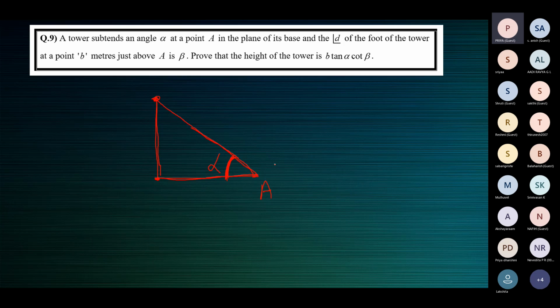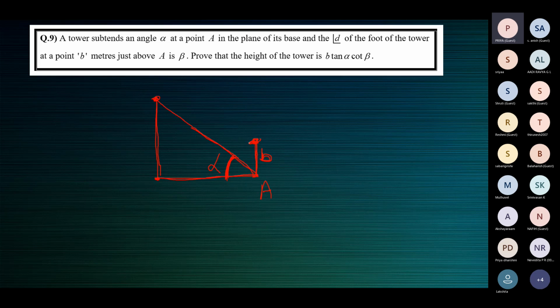And the angle of depression of the foot of the tower at a point B meters just above A. Okay, so we have to take a point B meters just above A, vertically above A. This point is B meters above point A, just above point A.